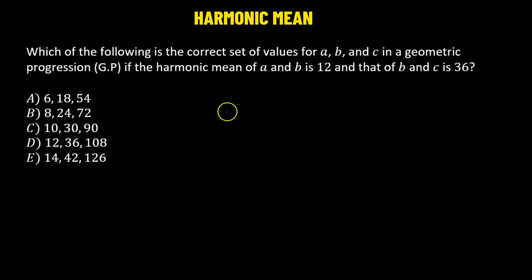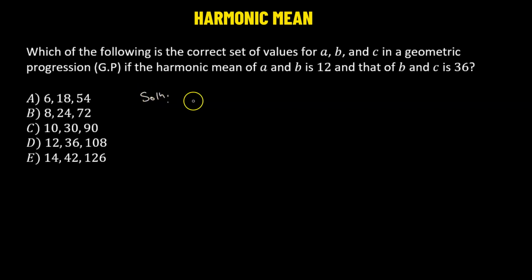So here in this problem, we need to find out the values for A, B, and C such that they are in geometric progression. It's with the condition given that the harmonic mean of A and B is 12 and the harmonic mean of B and C is 36. So let's try to solve the problem.